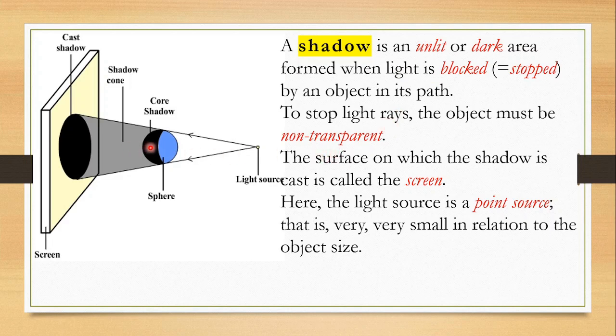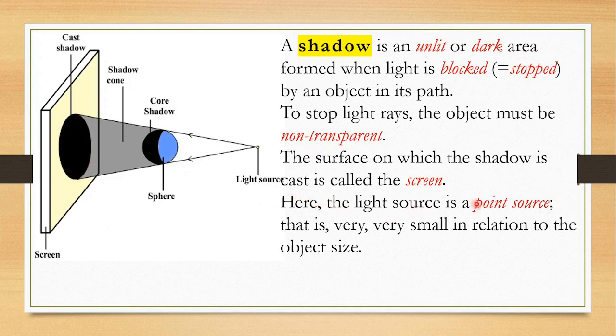And to stop the light rays, the object must be non-transparent. You cannot have a transparent object, because then the light will pass through it. If you want to stop light, it must be an opaque or at least a partially non-transparent object. That means an almost opaque object. The surface on which the shadow is formed is called the screen. Here you have the screen, and the dark unlit area is called the shadow.